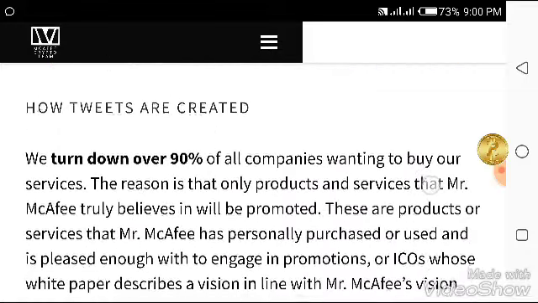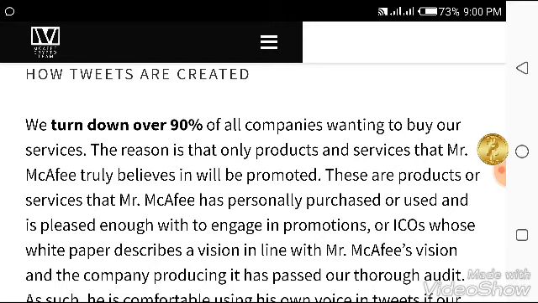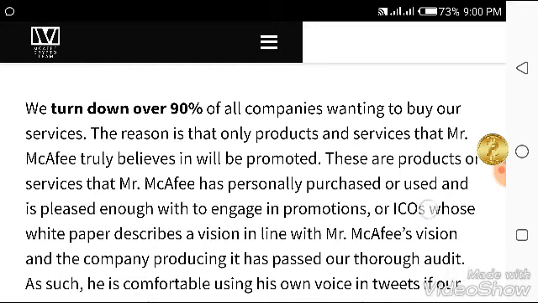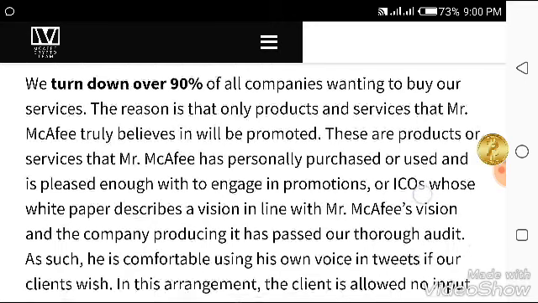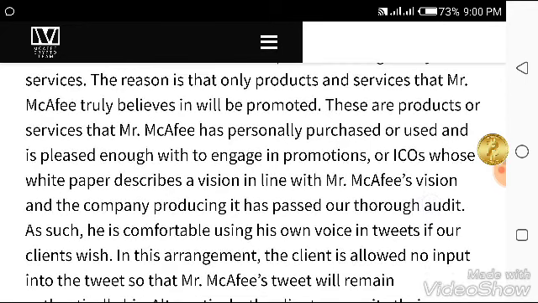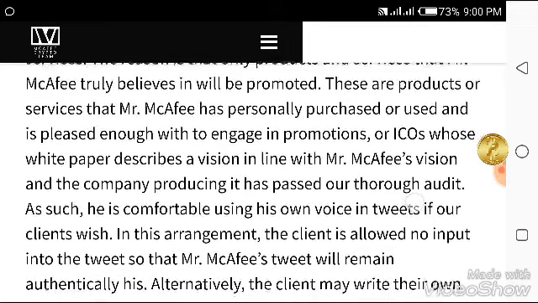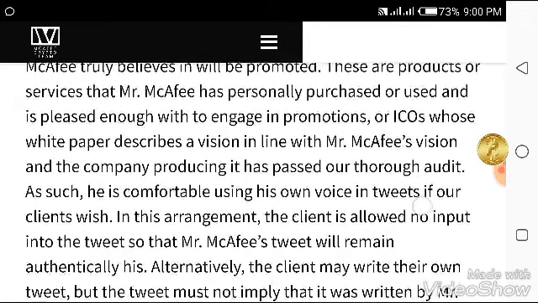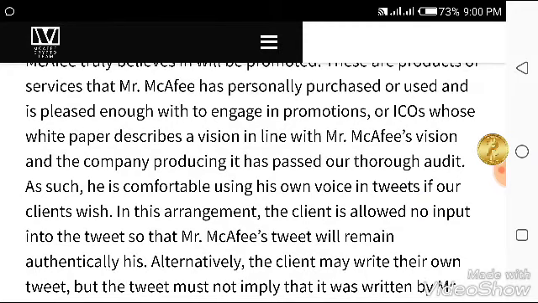How tweets are created. We turned down over 90% of all the companies wanting to buy our services. The reason is that only products and services that Mr. McAfee truly believes in will be promoted. These are products or services that Mr. McAfee has personally purchased or used and is pleased enough with to engage in promotion.